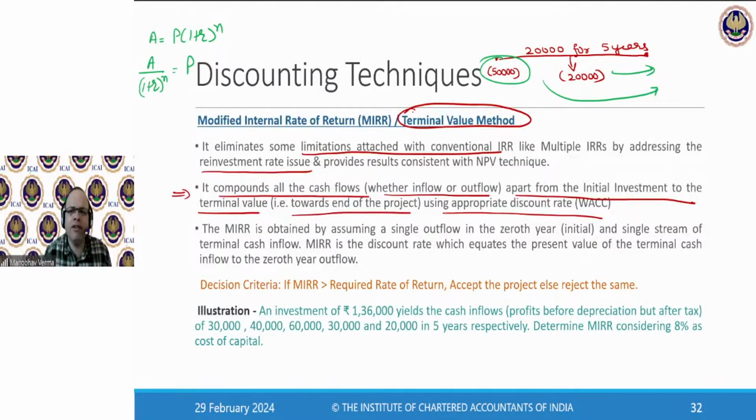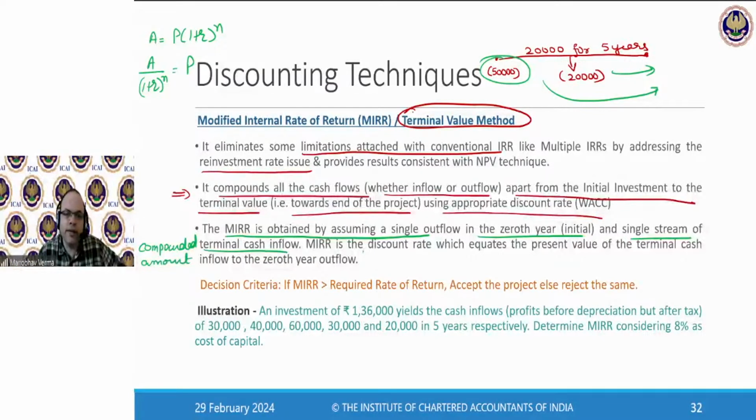Or some working capital, whatever, except for the initial investment, we are compounding everything to the other side of the river. Let's say there is a river: you are on this side of the river, and the compounded cash flows are on the other side. So you are left with only two numbers now. What's the catch here? MIRR is obtained by assuming a single outflow in the zeroth year and a single stream of terminal cash inflow. Why a single stream? Because you have just compounded everything. We are talking about the compounded amount.